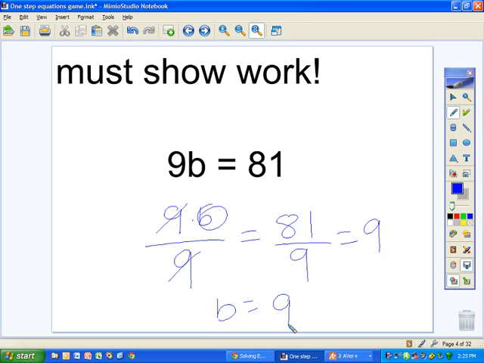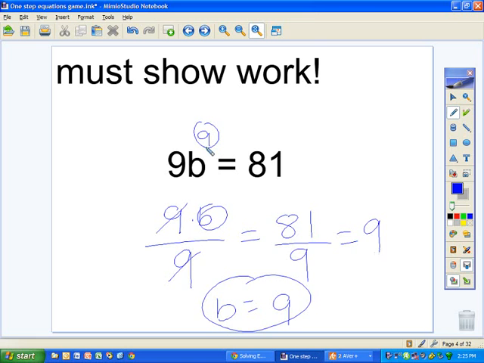Now, once again, I want you to double check your problem, and I want you to take your variable that you just found, b, and plug it back into the original equation. The original equation is 9b equals 81. 9 times b equals 81. Well, if I plugged in a 9 here for b, 9 times 9 does equal 81. That's a multiplication problem, how you have to do the inverse and divide.